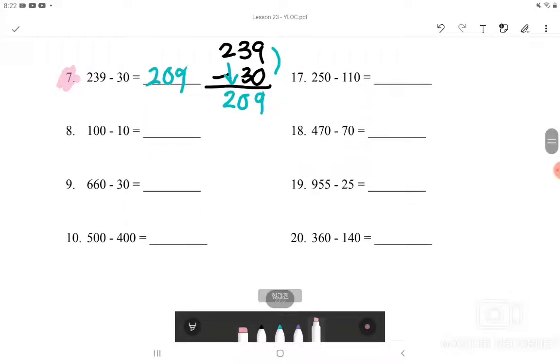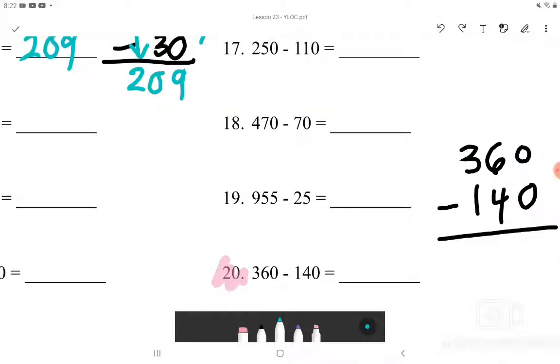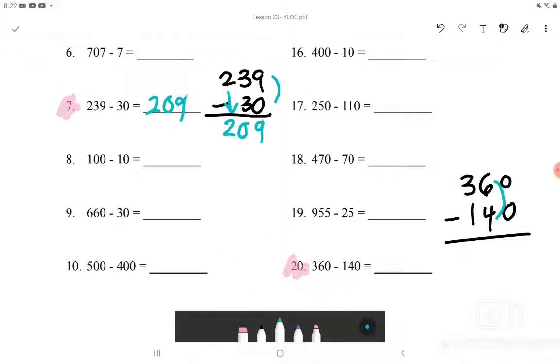I will also be doing number 20, which is 360 minus 140. 0 minus 0 is 0. 6 minus 4 is 2. And 3 minus 1 is also 2. So we know that the answer for number 20 is 220.